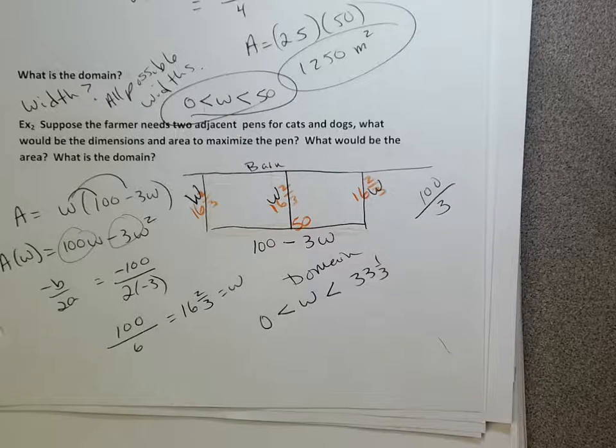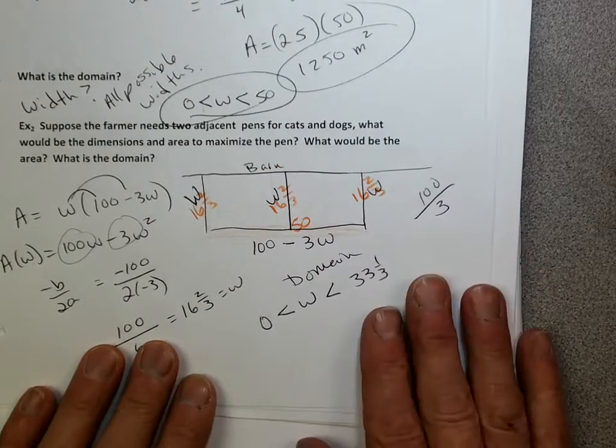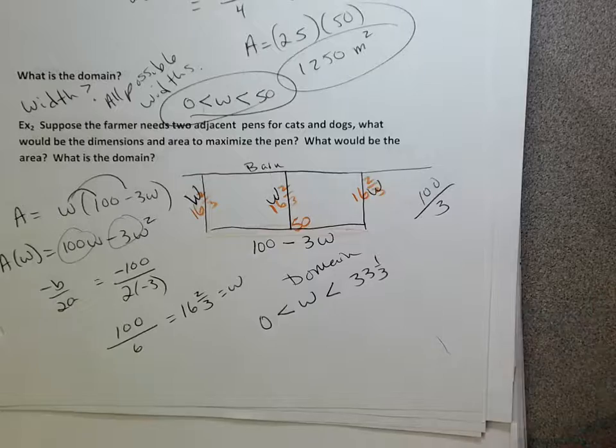Brooke, you wouldn't put your horse in any of these, would you? You'd probably put your horse in that one, huh? Yeah. Give it as much room as you can, right, Brooke?